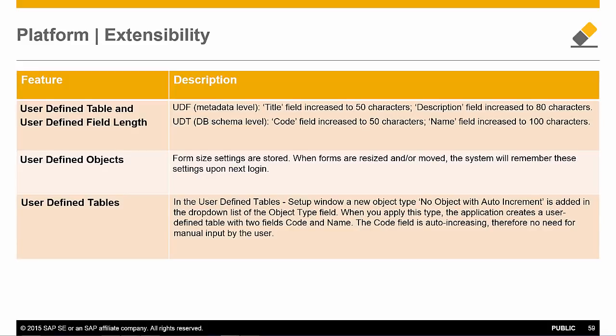With user-defined tables, the user-defined tables setup window has provided a new object type. No object with auto increment has been added in the drop-down list of the object type field. When you apply this type, the application creates a user-defined table with two fields, code and name. The code field is auto-increasing, therefore there's no need for manual input by the user.